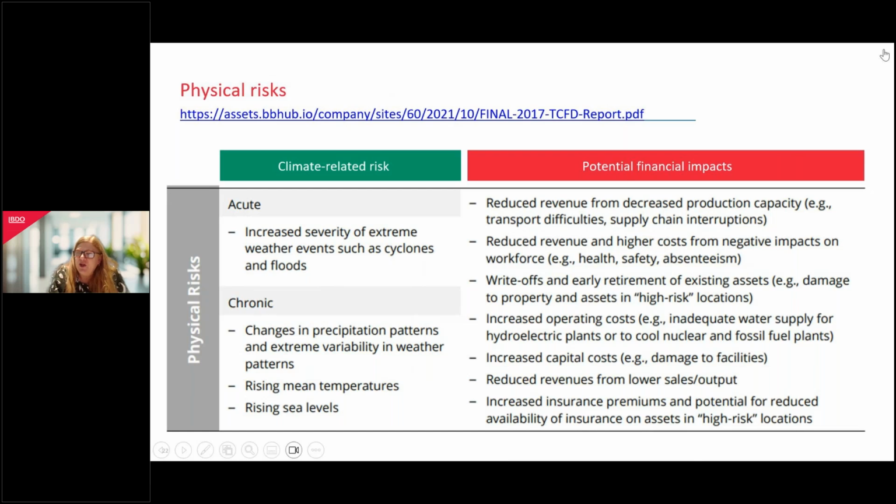So maybe you want to focus on staff absenteeism because it's linked to potential changes in weather pattern. And that was one of your key risks. Maybe you want to monitor retirement or damage to key assets. Maybe you want to monitor water supply, because that links to increased or potential increase in operating costs.